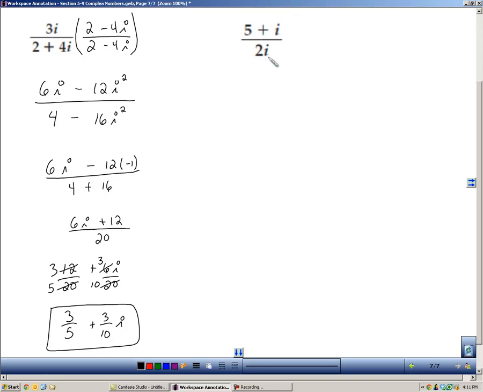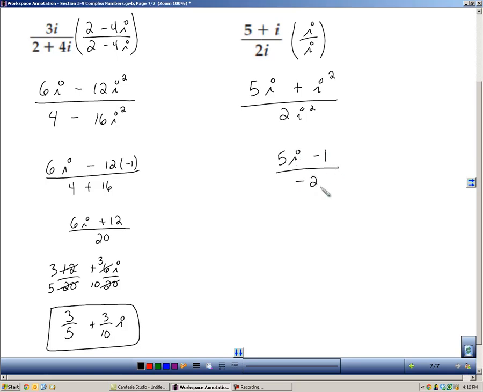Same idea up here. This time, however, we don't need to use the conjugate idea to get rid of the i on the bottom. We can just multiply this by i over i. So we'll still distribute the i, 5i plus i squared over 2i squared. Now remember, each of these i squareds is a negative 1, so the top is 5i minus 1 over negative 2, because i squared is negative 1 times 2 gives you negative 2.